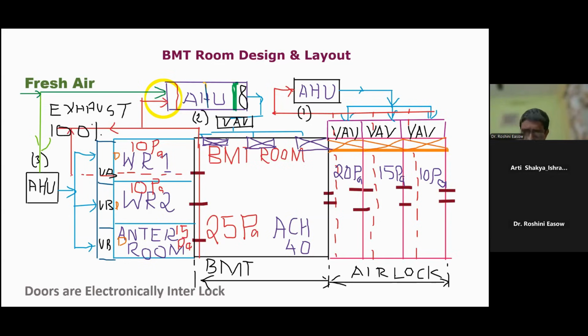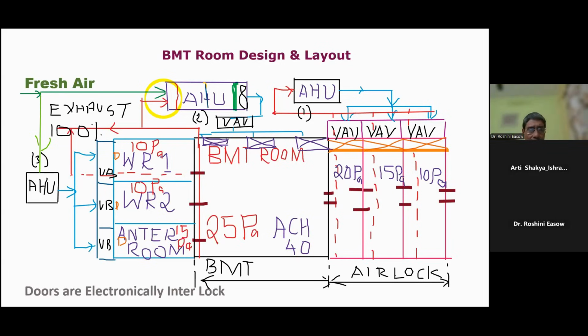So the sensor is like that. You have magnehelic gauges at every door. It will give a signal so that the valve will be activated, and the loss of pressure will be compensated by extra air through the valve. This is the way these 3 airlocks are continuously maintained, along with the differential pressure between the main core area, the BMT room and the airlocks.